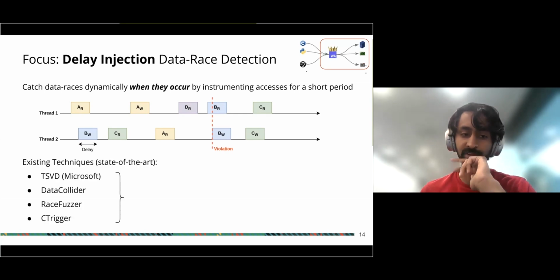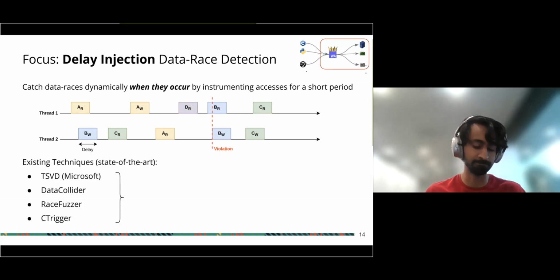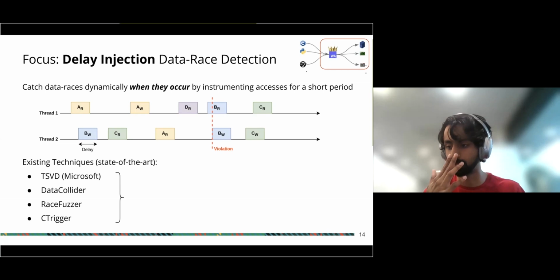There are actually a number of techniques that have utilized this sort of delay injection approach. The most recent is TSVD, which was deployed at Microsoft. They do this with C#, where they run essentially this algorithm and they detect a ton of bugs across Microsoft code bases, which was extremely useful for them.